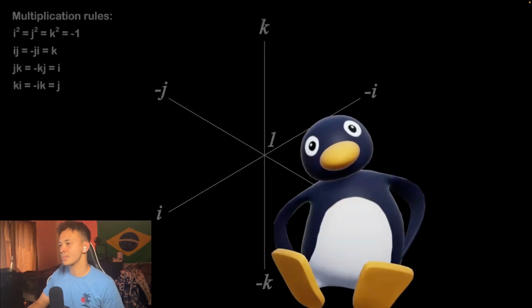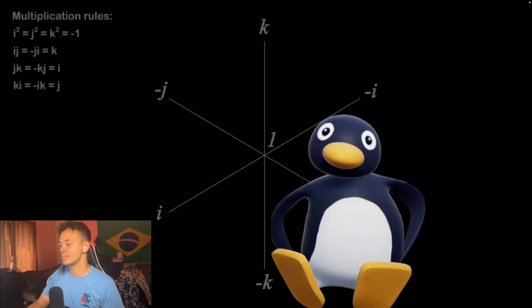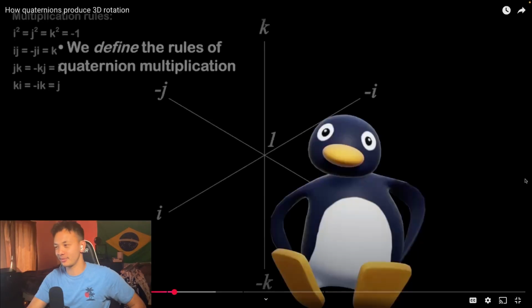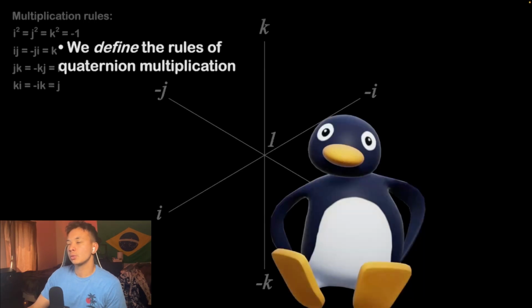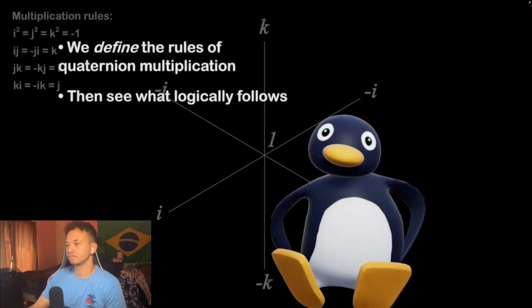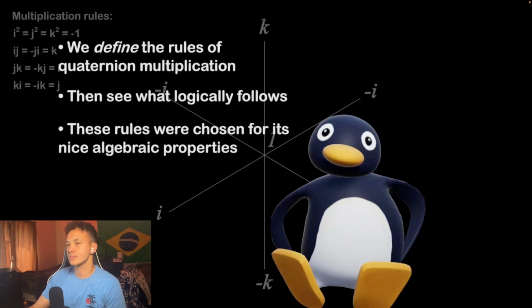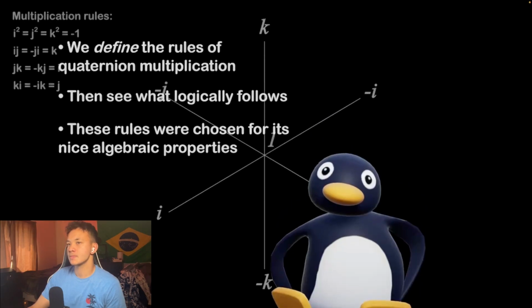Wait a minute. How do you know these multiplication rules are true? You basically pulled them out of a hat. It's the definition. All right, I know they wrote it in the script, but this penguin's really skeptical of quaternion multiplication. It's not that we know it's true, it's that we're defining it to be true. Then we can see what logical consequences follow from this definition. William Hamilton, the guy who invented quaternions, chose this definition because it has some nice algebraic properties.